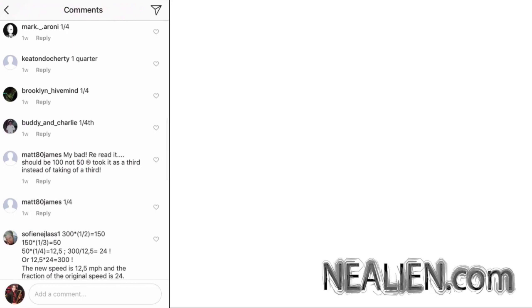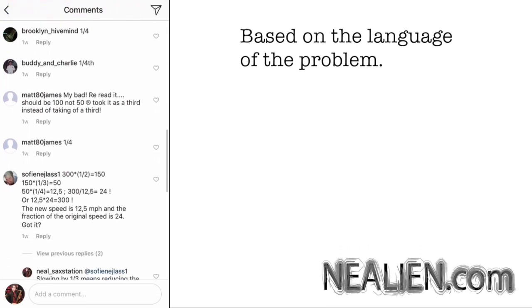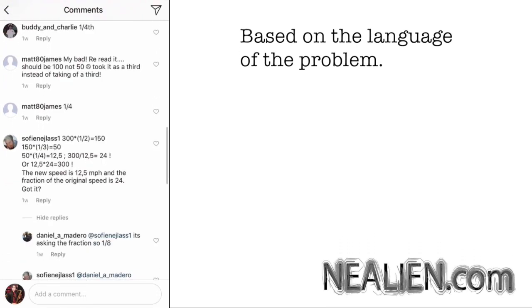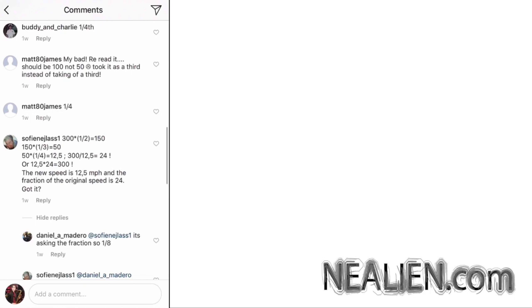The next person kind of does what someone did earlier. They multiply by each fraction, which is not correct. This person just multiplies by the fractions, which isn't really the right process based on the language of the problem.